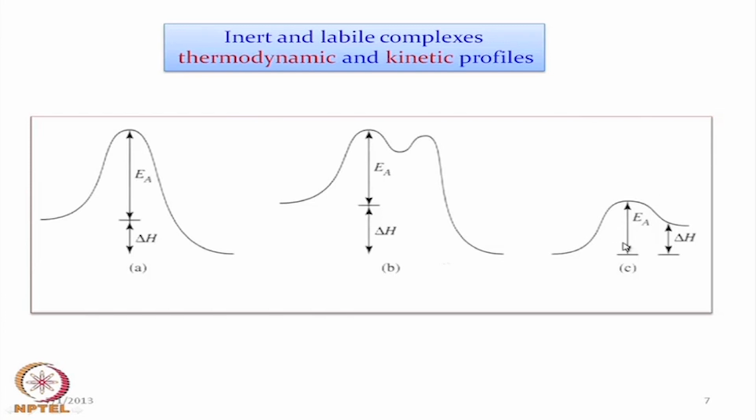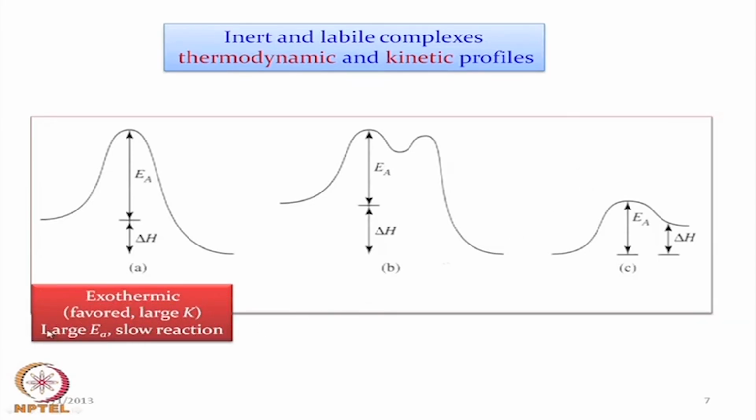So, the energy of activation is giving us some idea whether this particular reaction can give rise to the corresponding separation for these two cases. That means the energy of activation can give rise to these two thermodynamic and kinetic parameters. So, we find that in this particular case we have this exothermic one, which is favored as large K and large EA, therefore, we have a very slow reaction.